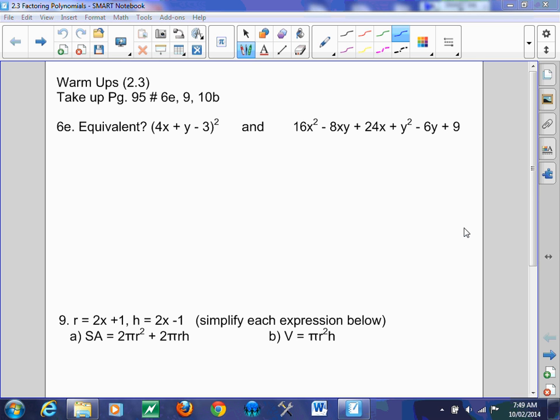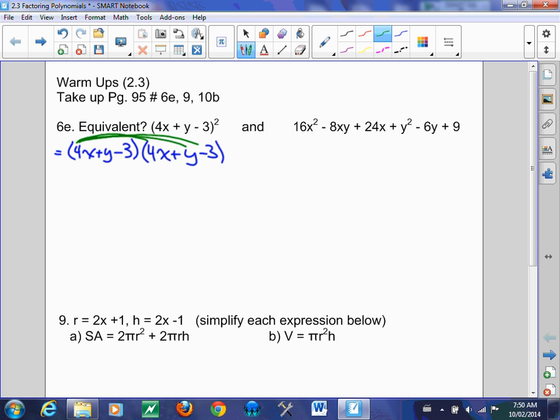Question 6E was, are these two expressions equivalent? So what I'm going to do, ladies and gentlemen, is take a look at the first one and expand it. Since it's a trinomial squared, I'm going to write each trinomial individually. And then I'm going to multiply, well, it's not FOIL, but every term in the first bracket with every term in the second bracket. Okay, so it's going to look something funky like this.